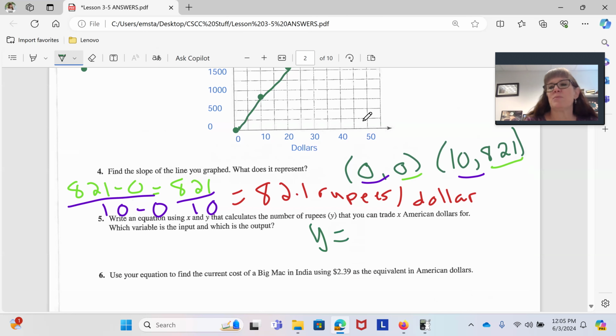What did I do in that table each time? I took the number of US dollars and multiplied by 82.1. So that's our equation. Y equals 82.1 times x.